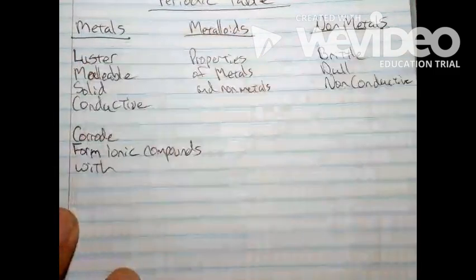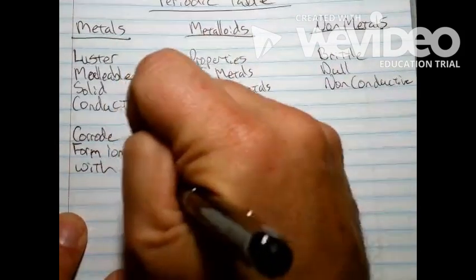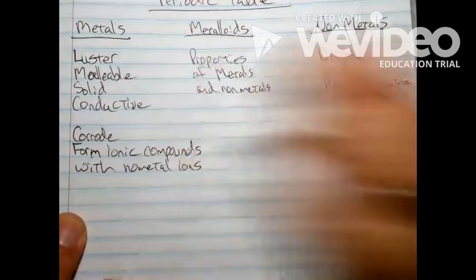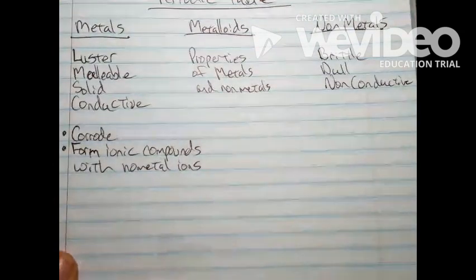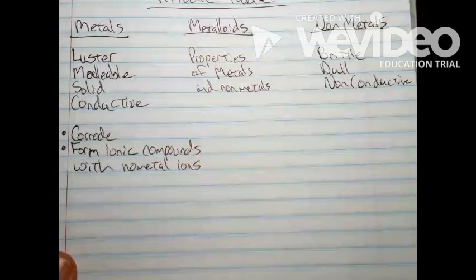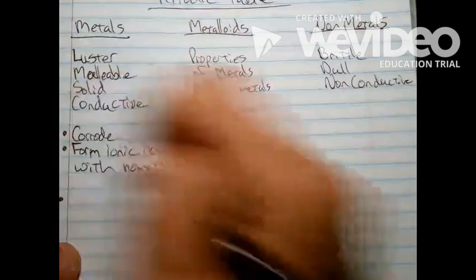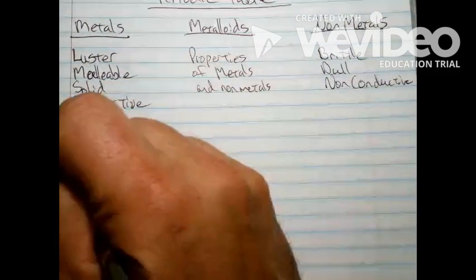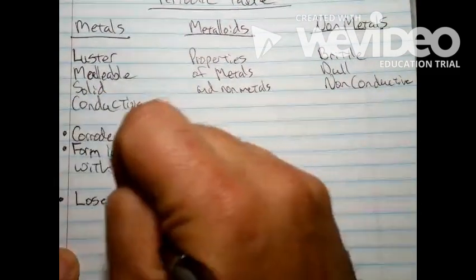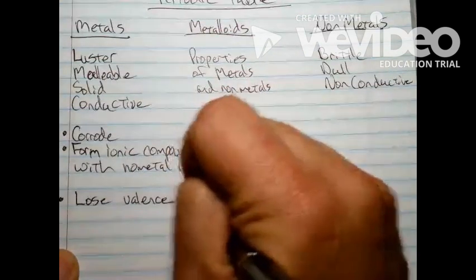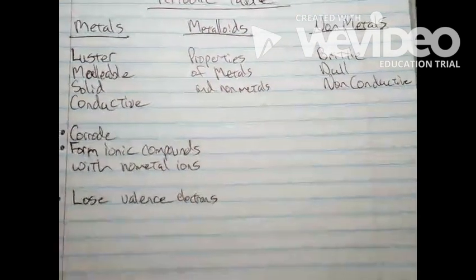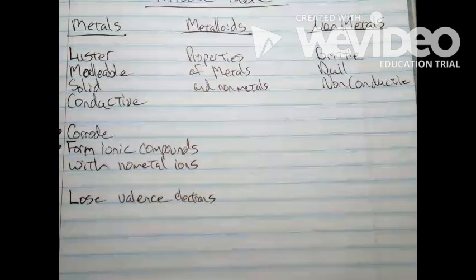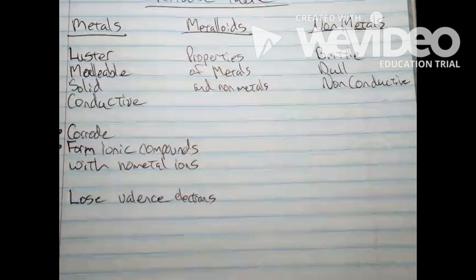Yeah, they form ionic compounds with nonmetals, with nonmetal ions. So they corrode, they form ionic compounds with nonmetal ions, and that's basically what corrosion is. If you think of rust, it's kind of the same thing. It's a metal oxide. And then the reason that this happens is because they lose valence electrons. So they lose valence electrons.